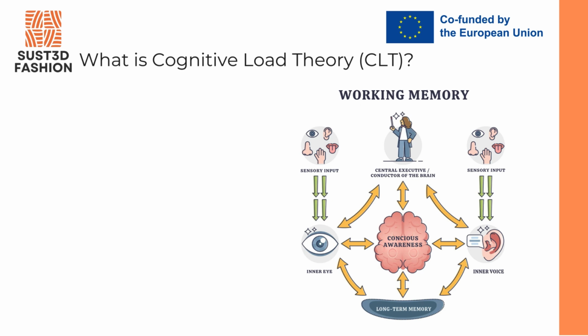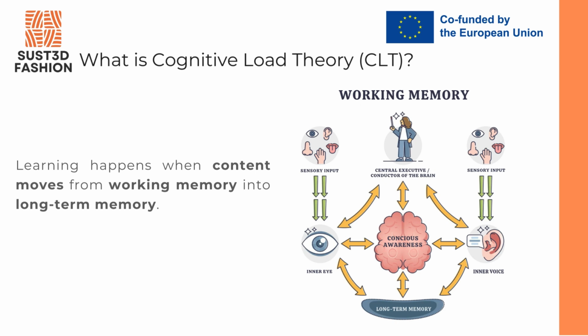This is where long-term memory plays a crucial role. It stores information more permanently, often in the form of schemas. A schema is like a mental framework, an organized pattern of thought that helps learners make sense of complex topics. For instance, once someone understands the basic mechanics of combustion, they can easily grasp how internal combustion engines or turbines work, because these new ideas fit into their existing schema.